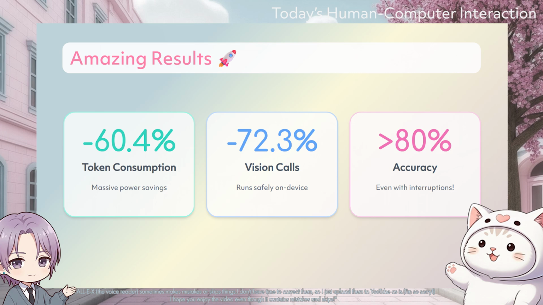Focal reduces the total token consumption by 60.4%, and it reduces the number of times the vision model is called by 70.3%. That means it saves so much computer power while running completely safely on your own device.